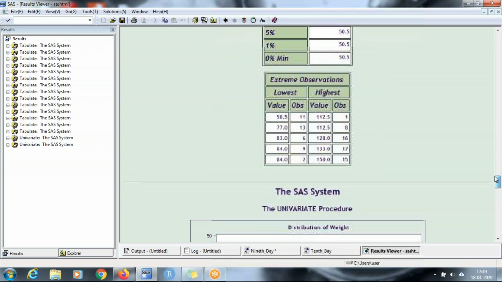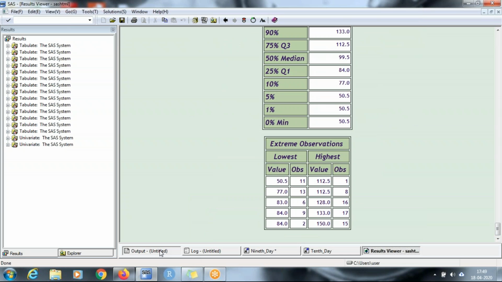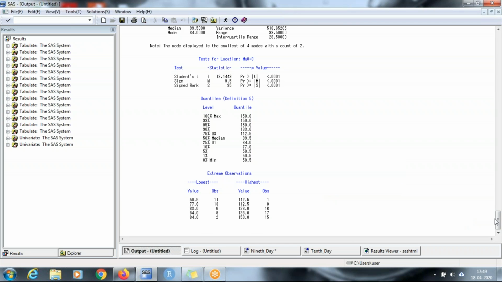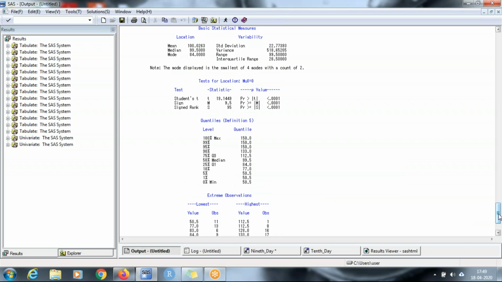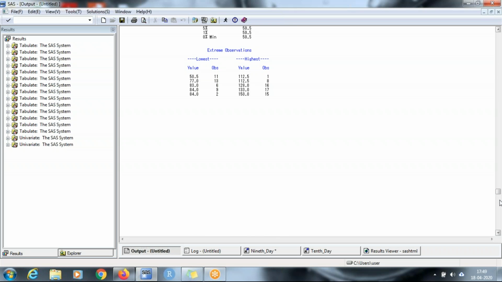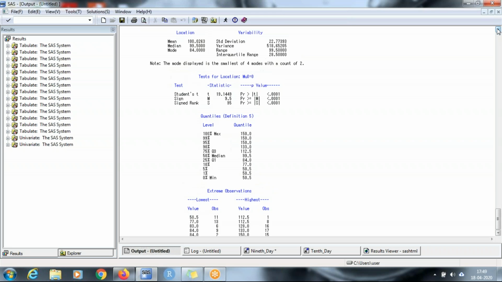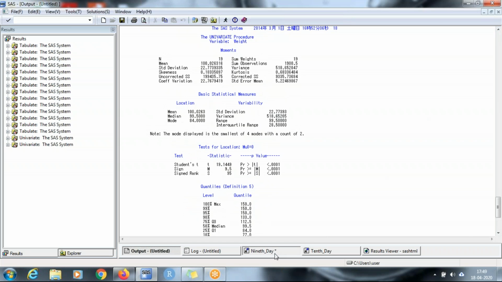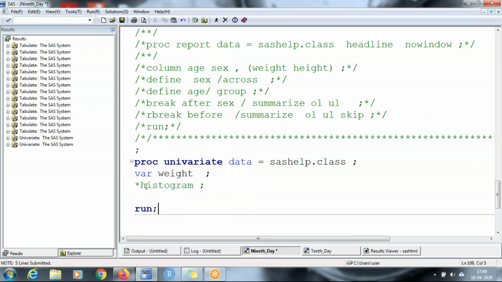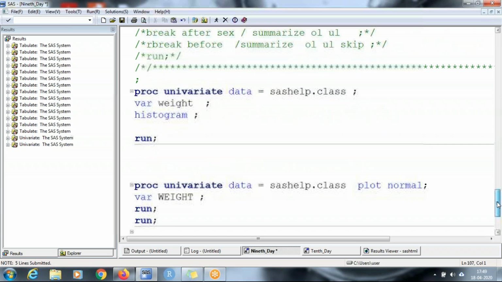Okay, it is not publishing over here. Without the histogram option, it is not showing the histogram. All right. So this is your PROC UNIVARIATE.